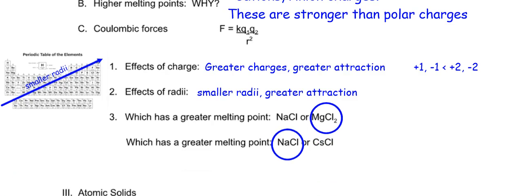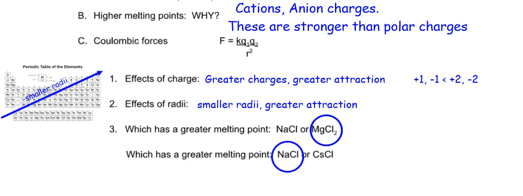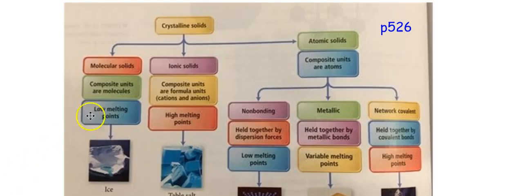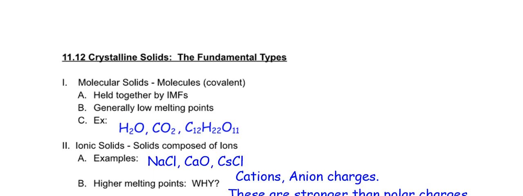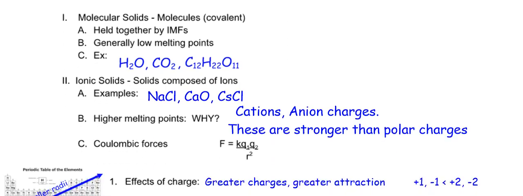So as we continue on, what have we accomplished? Let's kind of go back here. We have looked at molecular solids and we've looked at ionic solids. Hopefully you understand which is which. So now here is the third type, broken down into 3 different groups. That's atomic solids, okay? So let's talk about the atomic solids.